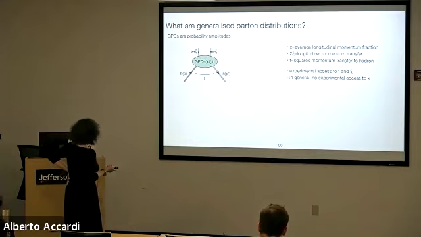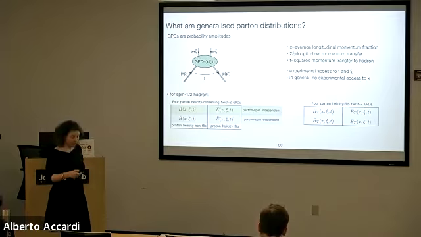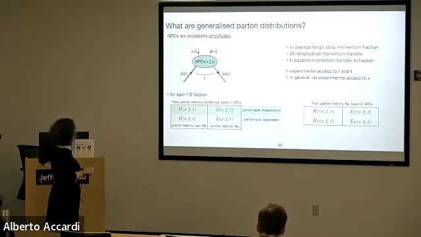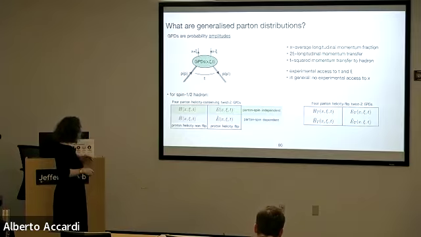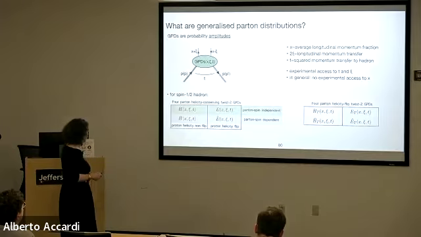Now, as for the TMD PDFs, also for the GPDs, we have different types of GPDs. If you look at the spin 1/2 hadron, for example a proton, then we have 4 GPDs where the quarks don't flip their chirality or helicity, and we have 4 GPDs where the quark does flip its helicity.